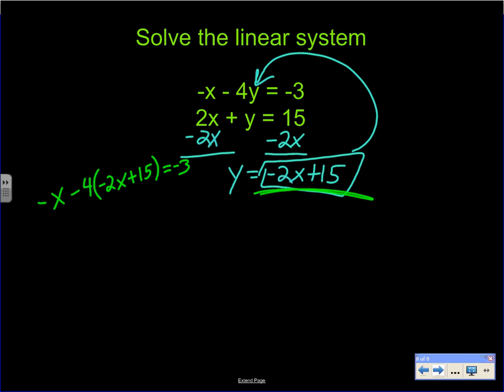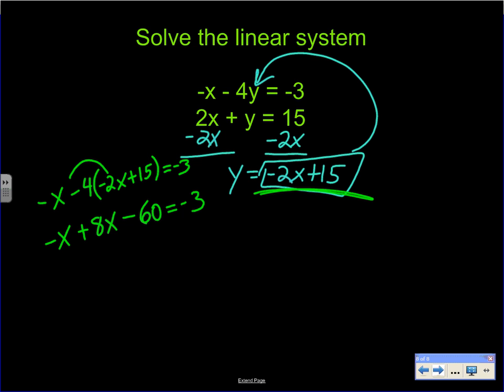Let's go ahead and do some distribution here. What number is being distributed to -2x? It's -4. Look at the sign in front of the 4. It's negative. So -4 times -2x is a positive 8x. And -4 times positive 15, a negative times a positive is a negative, and 4 times 15 is 60. Drop down everything else.